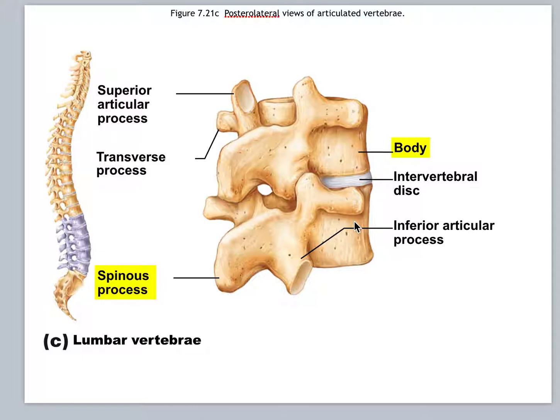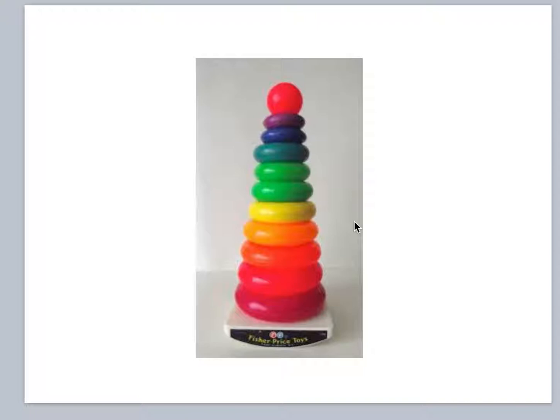Shows the lumbar vertebra. I put this picture just to illustrate that this represents the spinal column, vertebral column. Starting with the head, each layer that you go down gets larger than the layer above. That's the way the vertebral bodies are. Each layer as you go down towards the lumbar gets larger to accommodate the weight of the body above that.